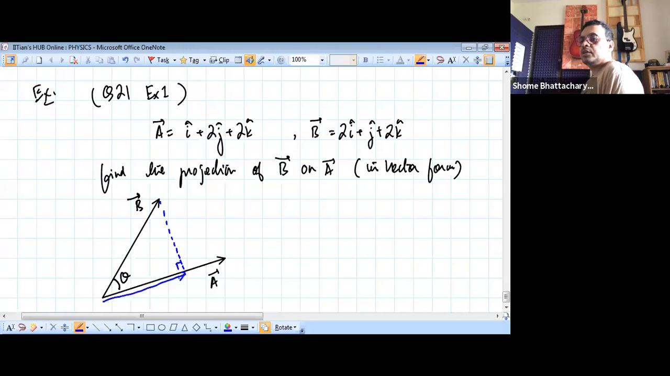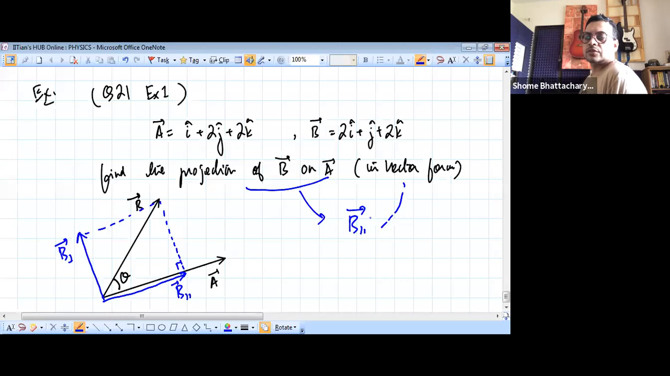To find the component of B which is parallel to A. And we will also add one more thing to this question. We will find the perpendicular component also. So basically, by this projection of B on A, what they mean is we want to find B parallel, but in vector form. It's not the magnitude of this, but it's this.